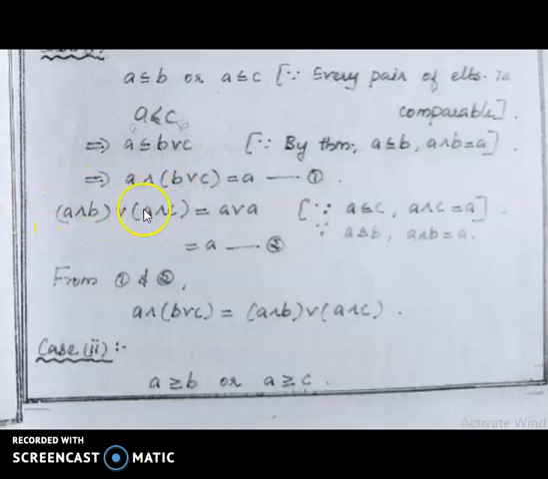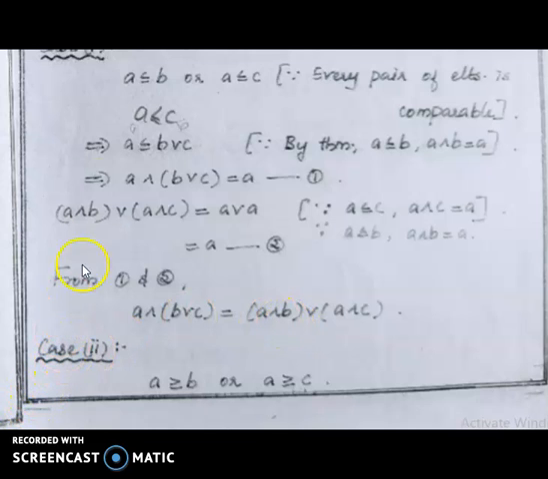So A or A, you can substitute these two values. A or A is equal to A. This is equation number 2. So you see equation number 1 and 2. From these two, we get A and from this one we get A and B or C is A. So here LHS is equal to RHS. Both the RHS are equal, so you can equate the LHS. A and B or C is equal to A and B or A and C. So this is the first case we have proved.